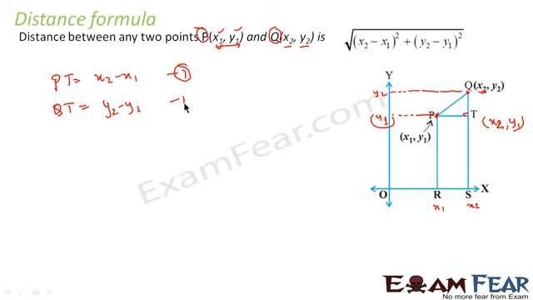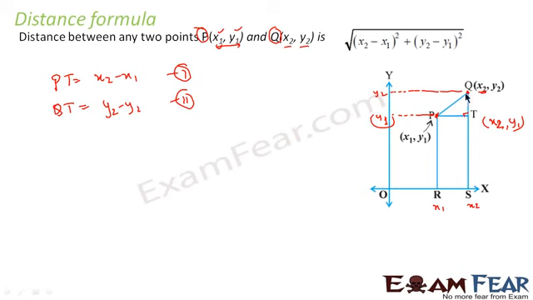That is my equation number 2. So what I have done, I found the distance between PT, that is equal to RS, and that is nothing but x2 minus x1. I found the distance between QT, that is equal to these 2 points, that is y2 minus y1. Now I know this is a right triangle and I can very well apply the Pythagoras theorem.